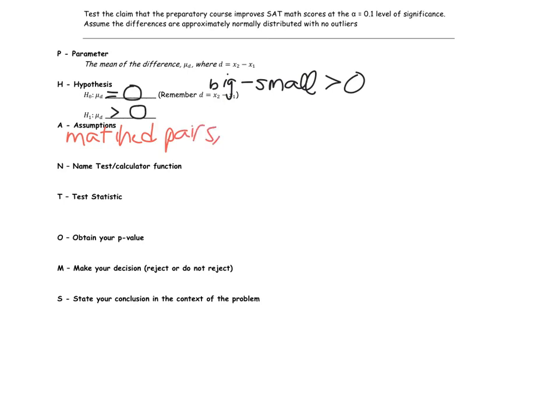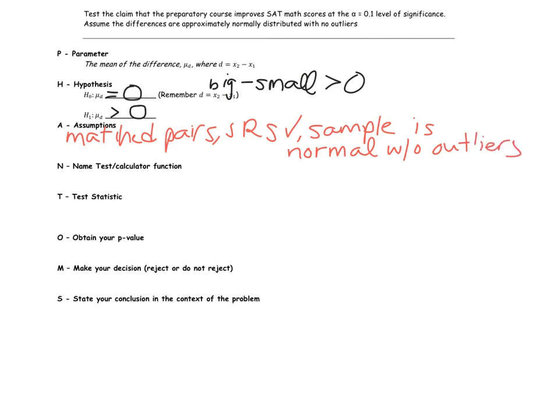Definitely. Simple random sample. And then it's given that the sample is normal without outliers. So make sure we write that. Okay, and then our calculator function, name that test, is a t-test, just like if it was for a single population. So let's look at the screenshots, or let's first explain this first part.